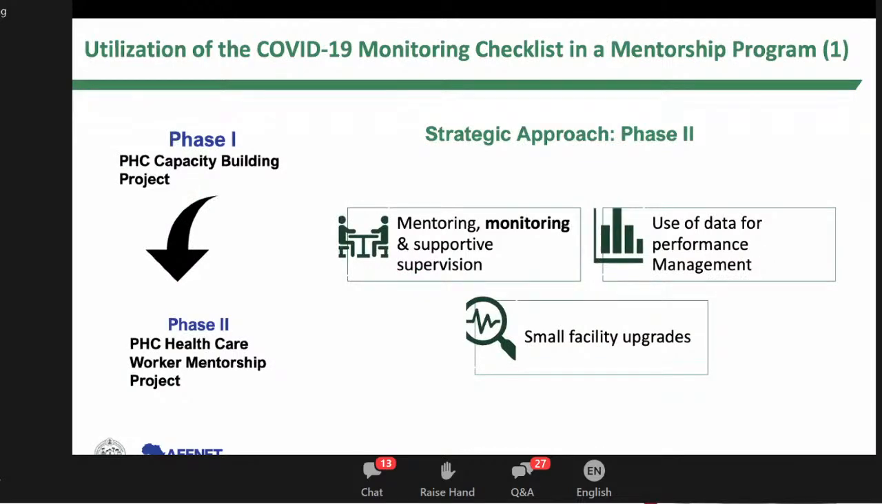For phase 1, there was capacity building. For phase 2, there was PHC healthcare worker mentorship, and the strategic approach for phase 2 was mentoring and supportive supervision, the use of data for performance management, and then there were small facility upgrades.